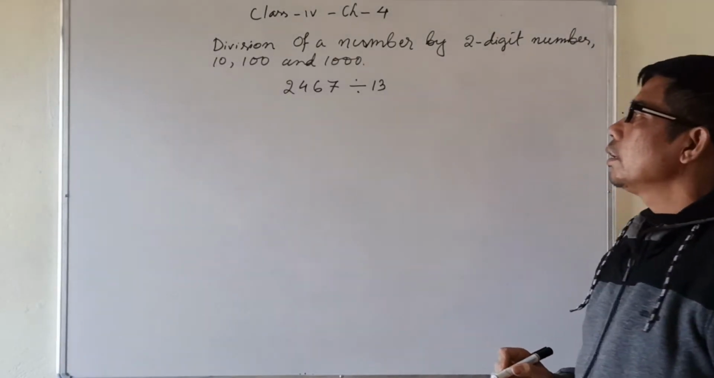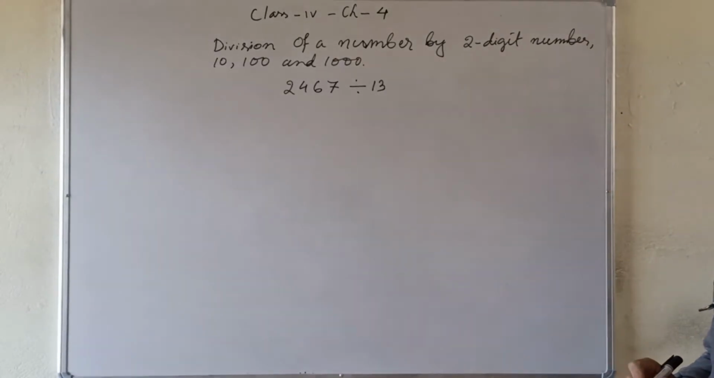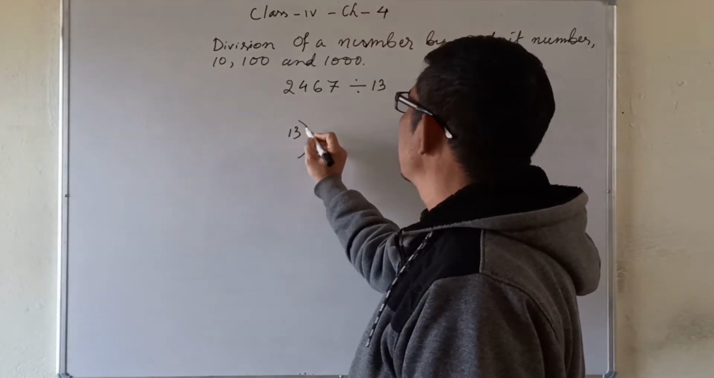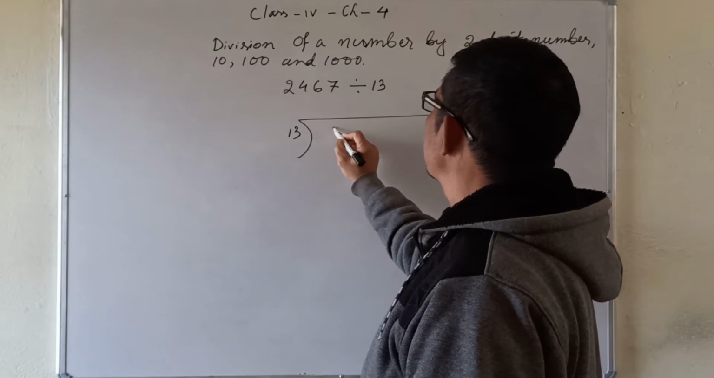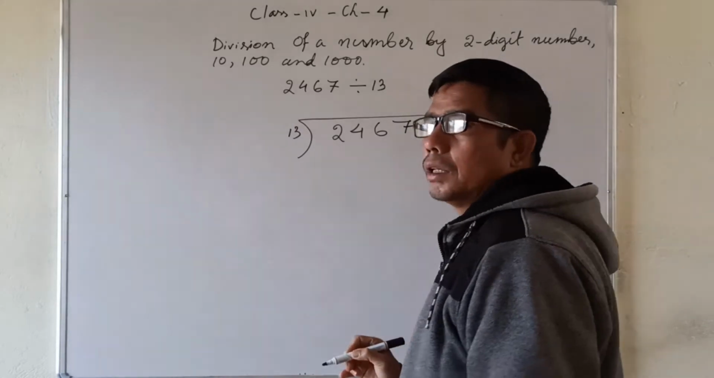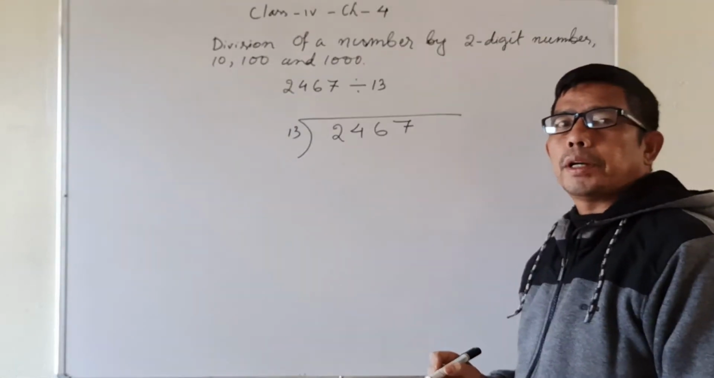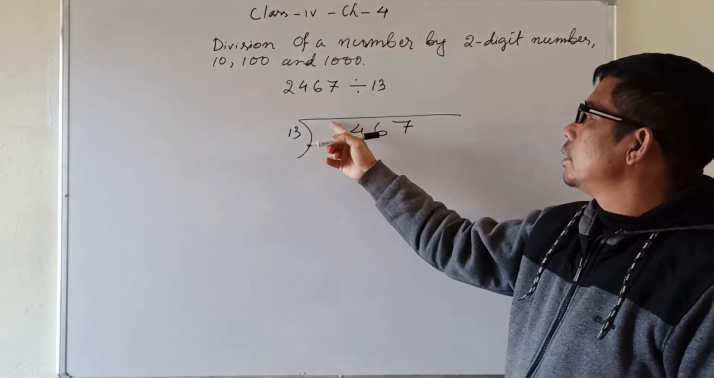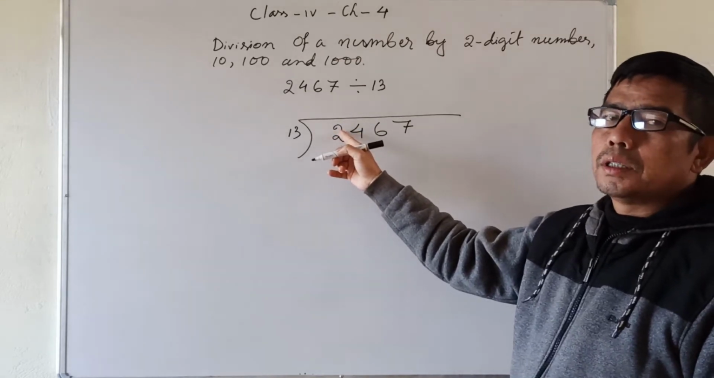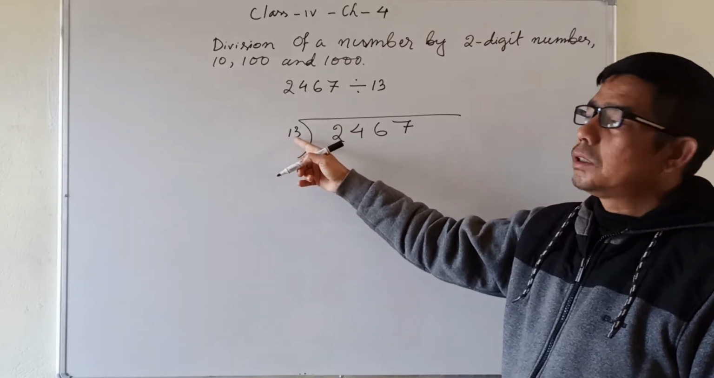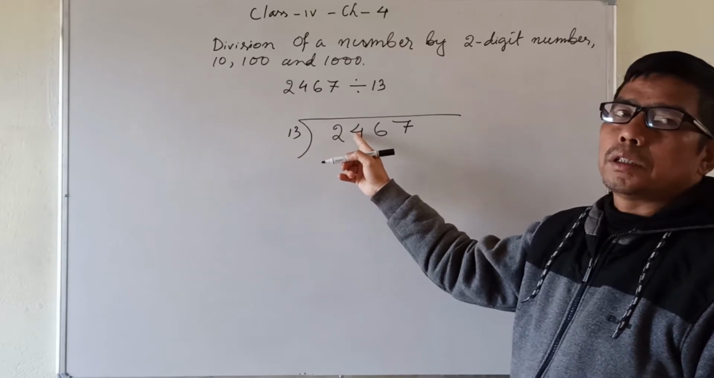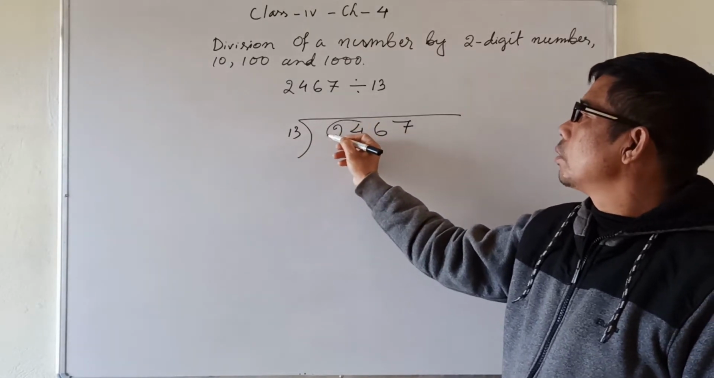Let's divide 2467 by 13. Here the divisor is 13 and the dividend is 2467. As we have done in the previous video class, we shall see the leftmost digit 2. This 2 is smaller than 13. It should never be smaller than this. So we have to pick up the next digit also. That is, we shall pick up 24.